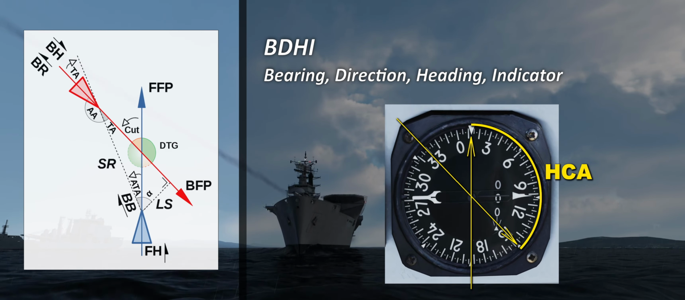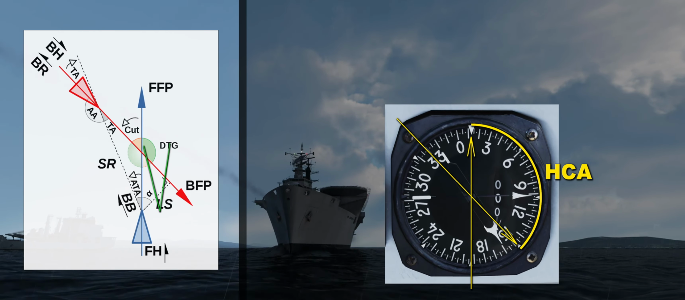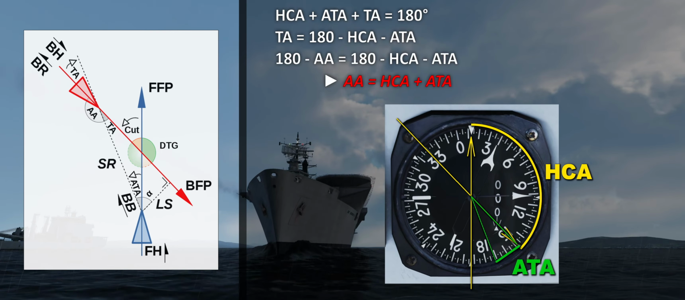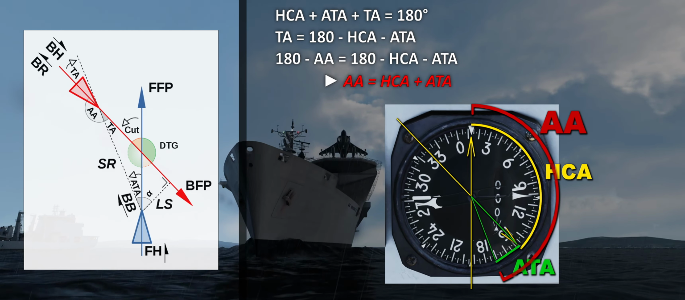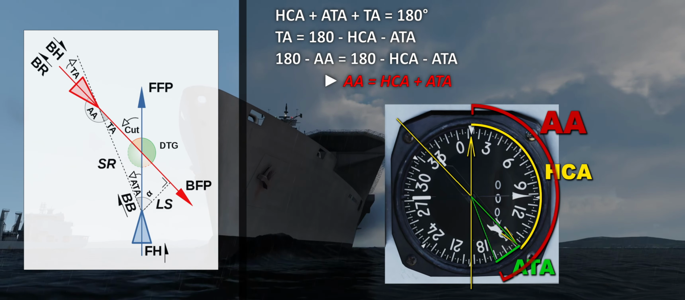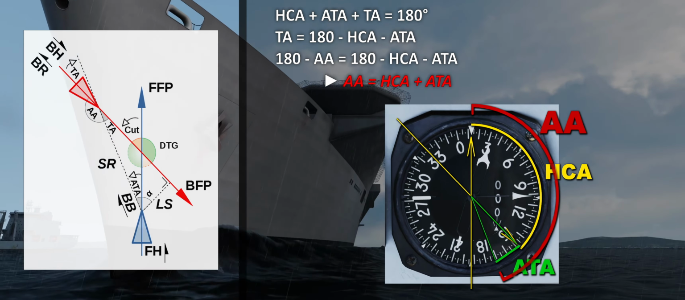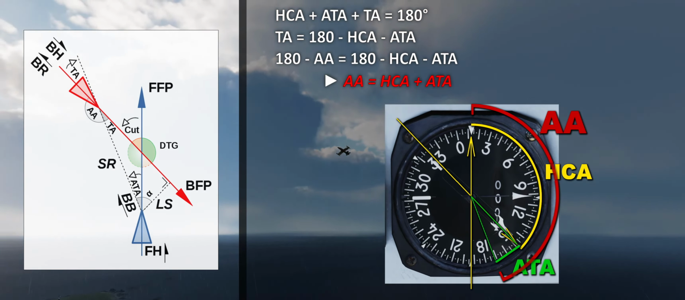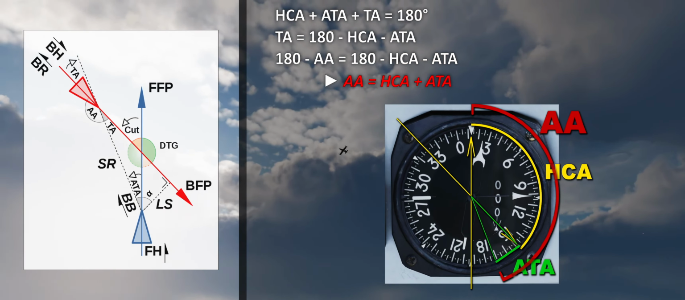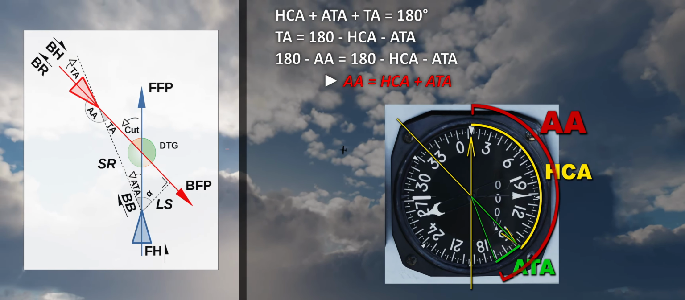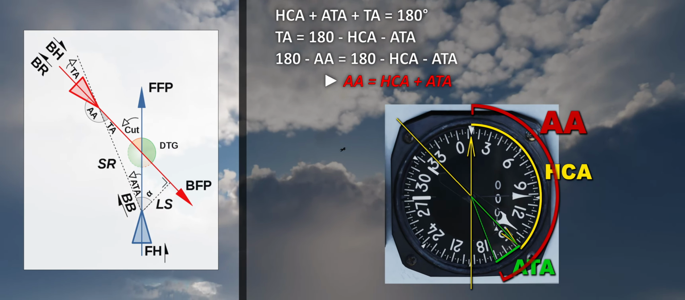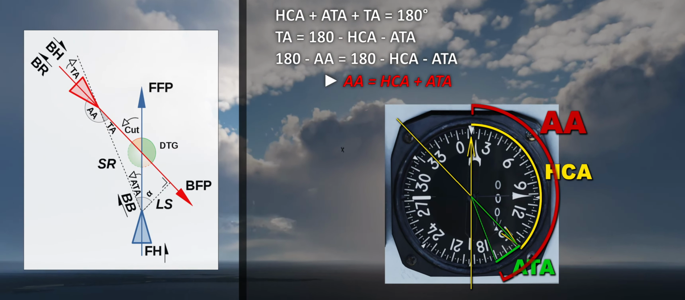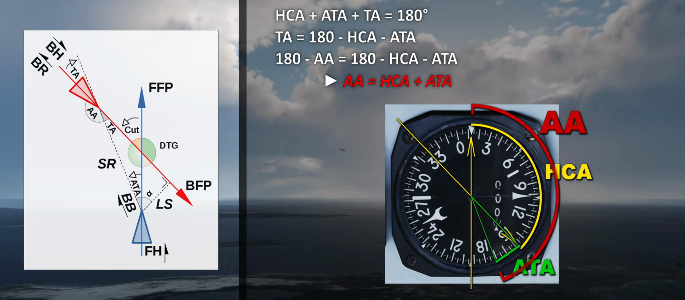Sticking with the HCA, we can now add the antenna triangle and then find the aspect angle. This is because the sum of the internal angles of a triangle is 180 degrees, and therefore HCA plus ATA plus TA is equal to 180 degrees, which gives us aspect angle equals HCA plus ATA. Goes without saying that the sign must be taken into account, and more on this when we do some practical examples. Once we have the aspect, we can plan the next step.